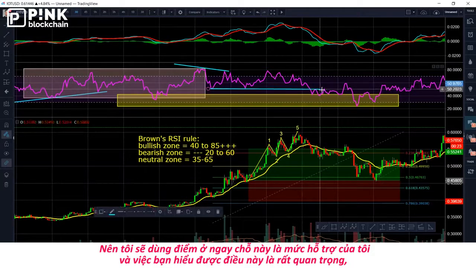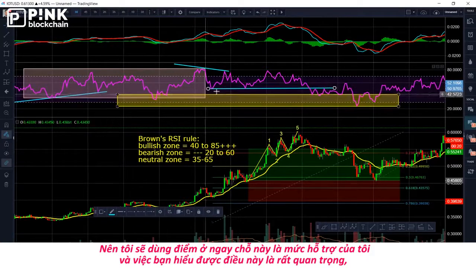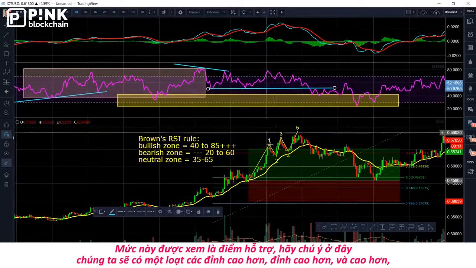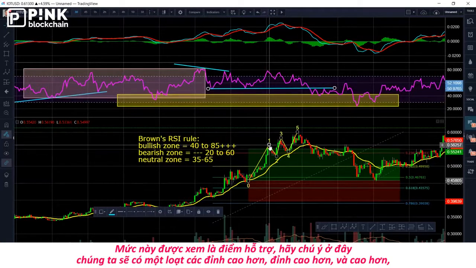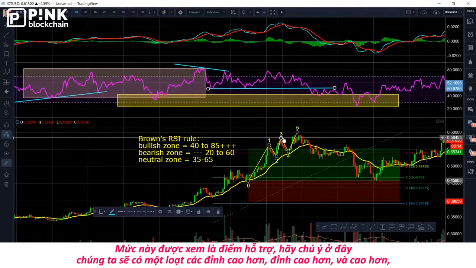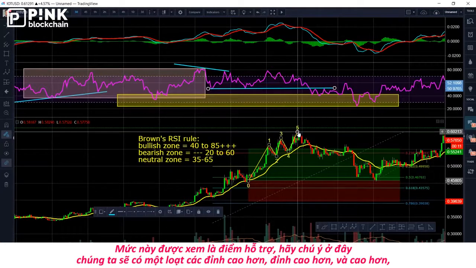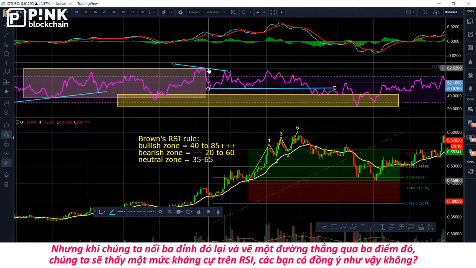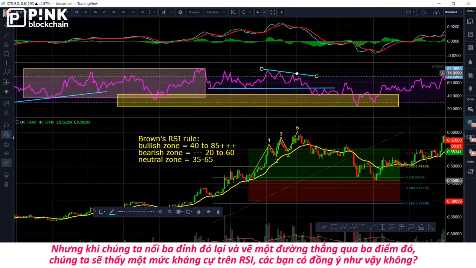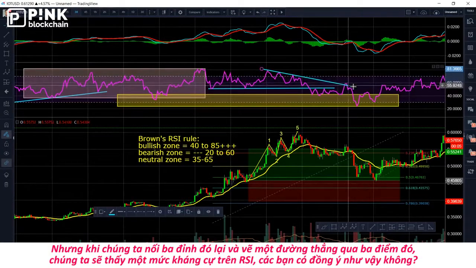Right? So I'm going to use this right here as my support, okay? And that's important to understand. This is used as a support. Notice here we're getting a series of higher highs, higher high, higher high, and a higher high, right? But if we take all those 3 points and then we draw a line, we actually see a resistance on the RSI. Would you guys agree?